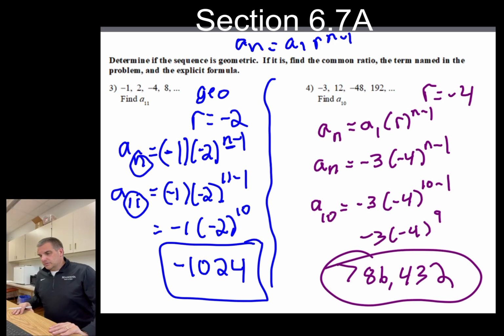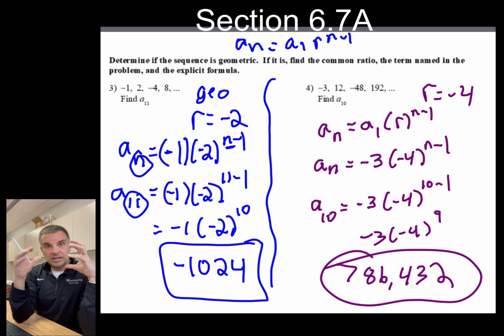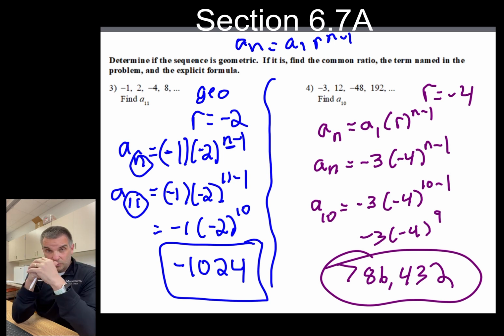All right, so there's your solution. 786,432. I wrote it wrong the first time. Now, common error alert. Make sure you put that -4 inside parentheses when you're taking it to a power. Because you have to take that negative and that 4 to a power. A common error is taking -4 and just squaring the 4.